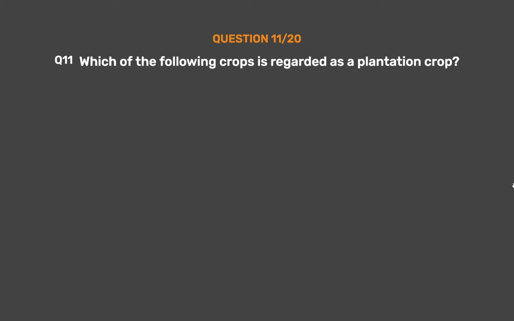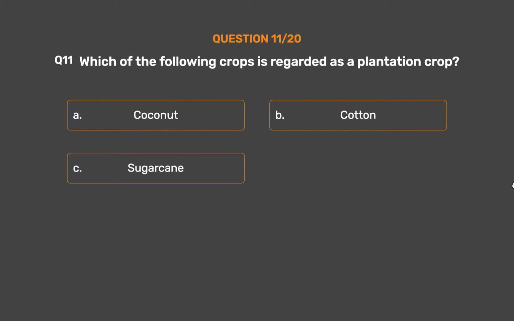Question number 11. Which of the following crops is regarded as a plantation crop? Option A, coconut. Option B, cotton. Option C, sugarcane. Option D, rice.